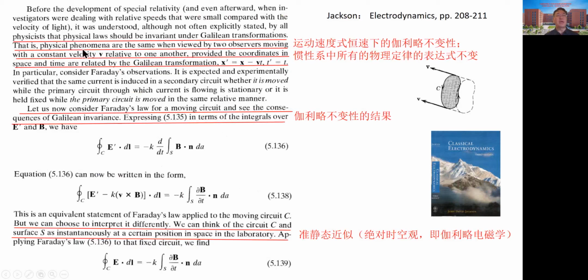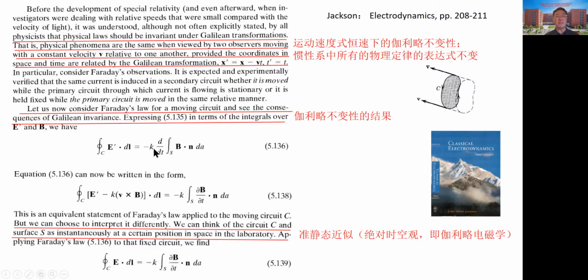Okay, he says that physical phenomena are the same when viewed by two observers moving with a constant velocity with respect to each other, provided coordinates in space-time are related by the Galilean transformation. That's what he stated here. Then he used the electromotive force and correlated it to magnetic flux. This is Lenz's law.